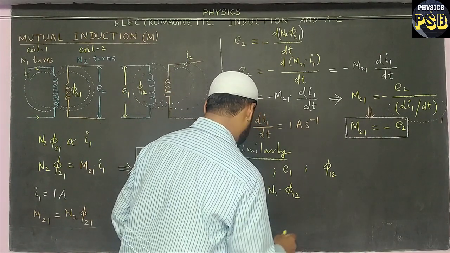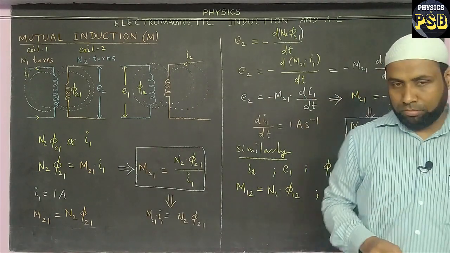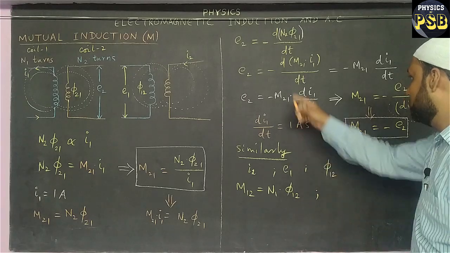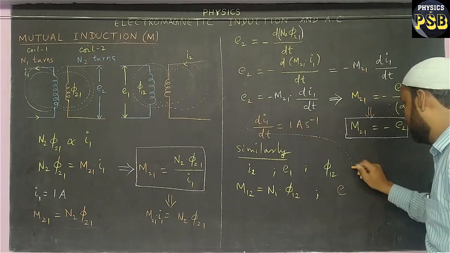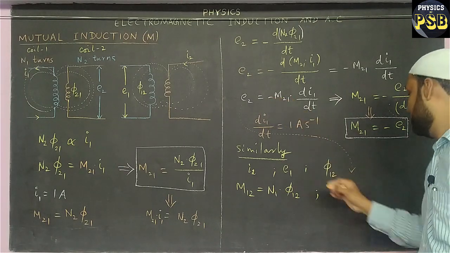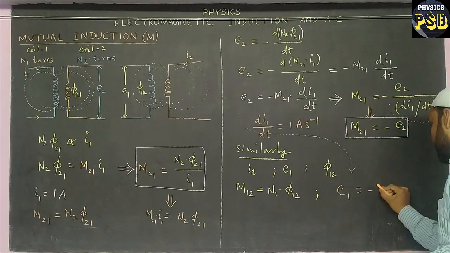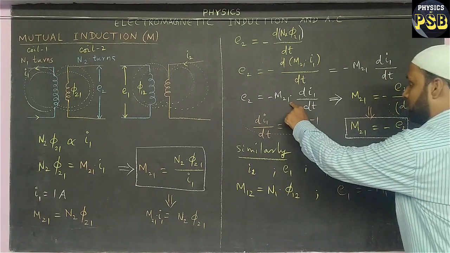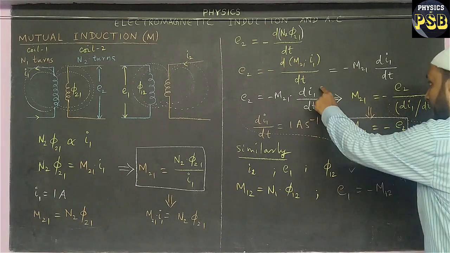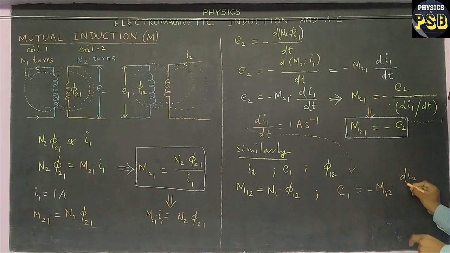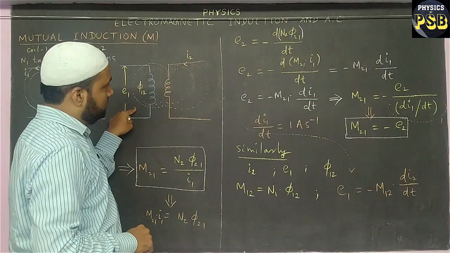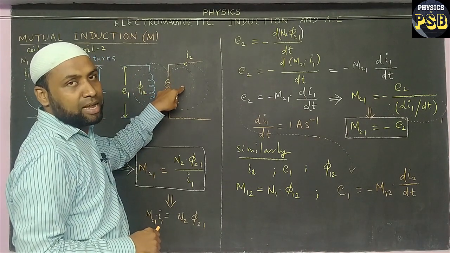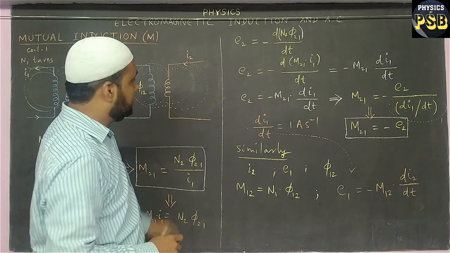Similarly, E1 value from this relation can be obtained as equal to minus M. Here 2 I write 1. The place of 1 I write 2. Then DI, here we have 1, so I write 2 here, divided by DT. This is the expression for induced EMF in the first coil due to the passage of current, the changing current in the second coil.